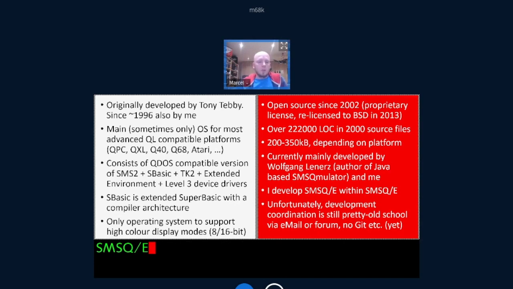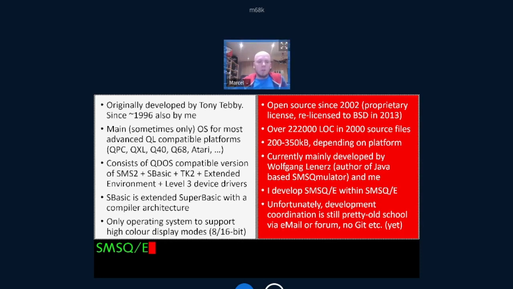SMSQ basically consists of everything that happened before. So we had the SMS2 kernel, which SMS2 was small micro system or something, which was an operating system aimed at Atari, which wasn't QL compatible back then, but which was developed into SMSQ, which was again QL compatible. Then he added S-Basic, the whole Toolkit 2, extended environment, and some new device drivers for floppy and hard drives and so on. And that comprised SMSQ back in the day.